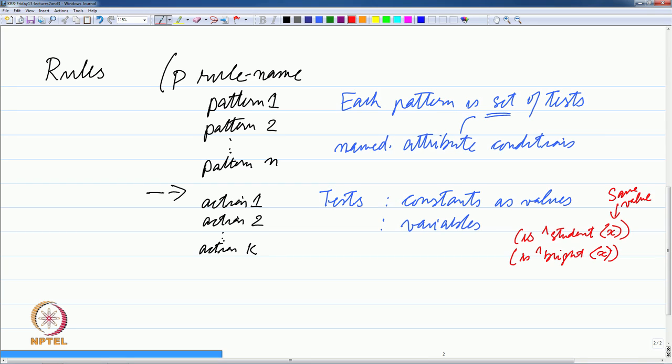Then we can have expressions, arithmetic expressions. So, we can say, for example, in one pattern there is a number called n. So, in some pattern, in some working memory element, this is a test we are doing, we are testing the attribute called number whose value is n, and the second pattern in the rule might say that there is a number, obviously a different number, but whose value is n plus 1 essentially.